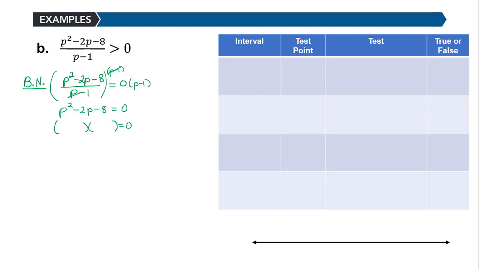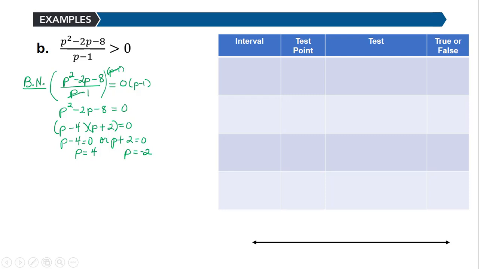The factors of p squared minus 2p minus 8 are p minus 4 and p plus 2. So we can set those factors equal to 0 to get p minus 4 equals 0 or p plus 2 equals 0. Therefore, we have solutions of 4 and -2.